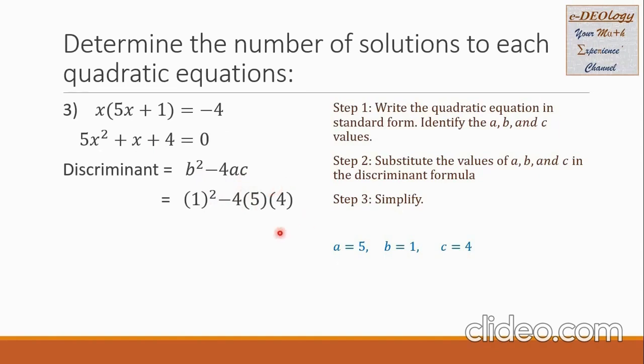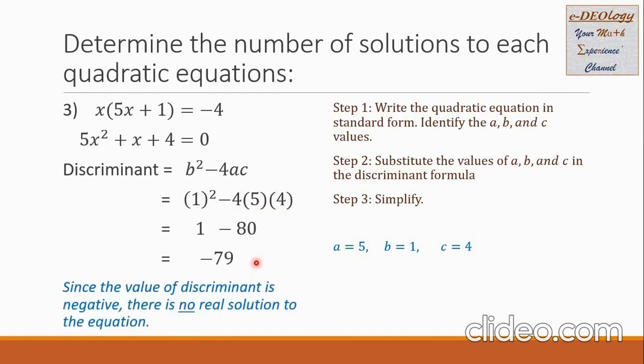Then we will simplify further. 1 squared is 1 minus the product of 4 and 5 and 4, that is equal to 80. 1 minus 80 is negative 79. Since the value of discriminant is negative, there is no real solution to the equation.